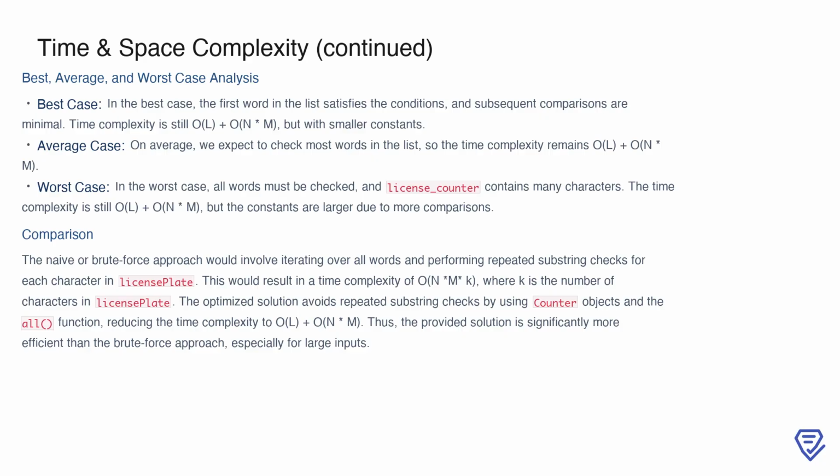By comparing this solution to a brute force approach, which involves repeated substring checks for each character in license plate, we see a significant improvement. The naive approach has a time complexity of O(n*m*k), where k is the number of characters in license plate. In contrast, the optimized solution reduces this to O(L + n*m) by leveraging counter objects and the all function.